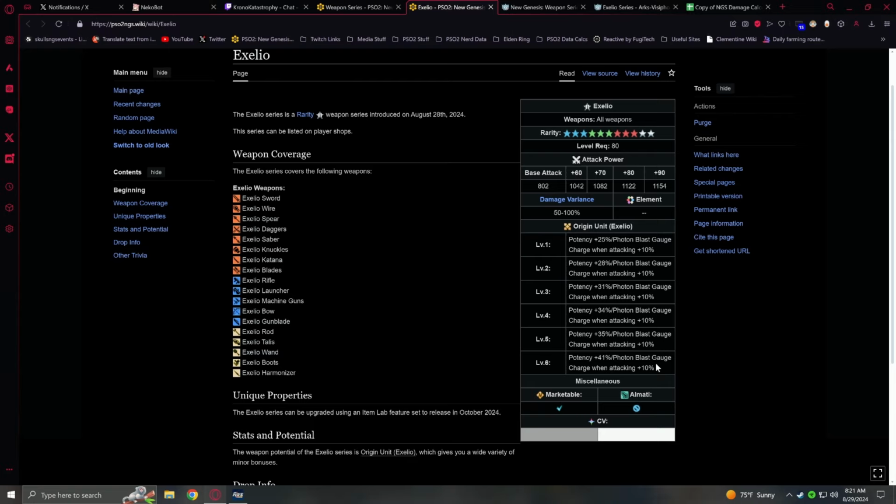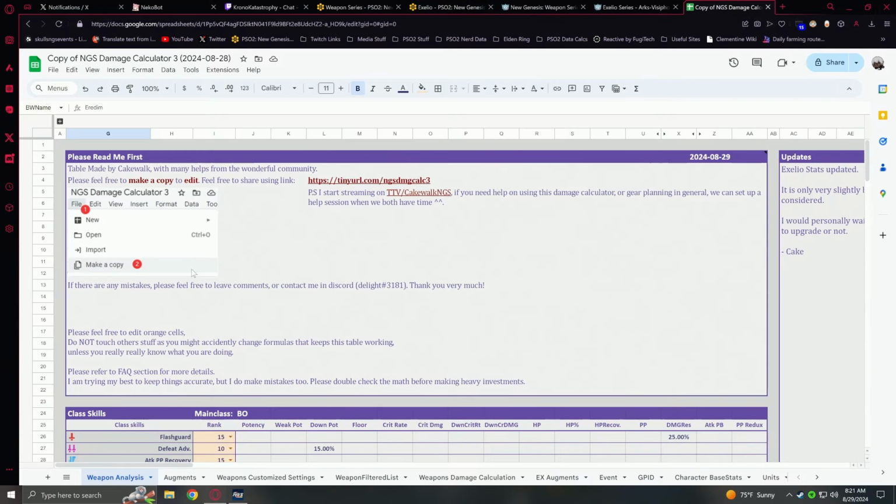So this is your second warning. We're going to be jumping over to the damage calculator now. It is a bit of a flashbang, so we'll be jumping over in 3, 2, 1. So here we are over on Cakewalk's damage calculator.